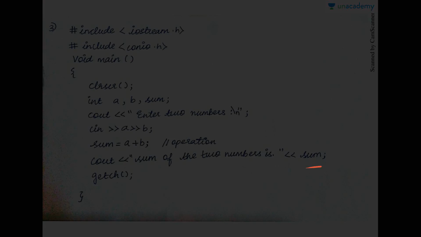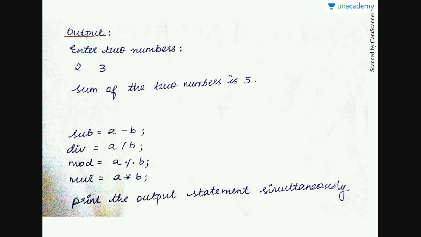Let us see the output of that. Okay, output of that will be, first you'll ask for enter two numbers. User has entered two numbers 2 and 3. Sum of that gets performed, and then here you have sum of two numbers is 5. Respectively, you can do it for subtraction, division, mod, multiplication, print the output statement simultaneously. And accordingly, like you can just tell subtraction of the two numbers is so and so and all like that.